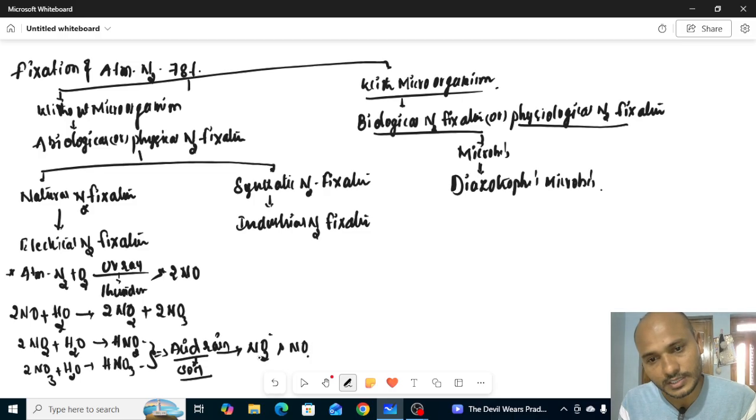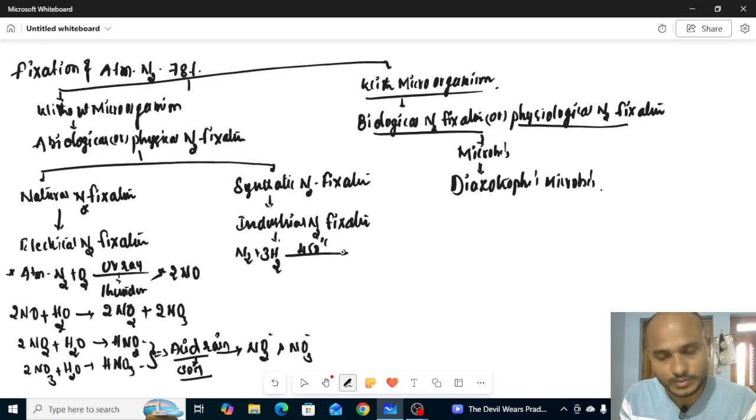Now coming to synthetic nitrogen fixation by industrial nitrogen. Here, nitrogen combines with 3 molecules of hydrogen at 450 degrees Celsius to form 2 molecules of ammonia. And now these 2 molecules of ammonia combine with carbon monoxide to form urea, NH2CONH2. So this is urea.